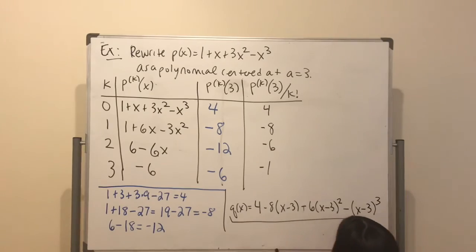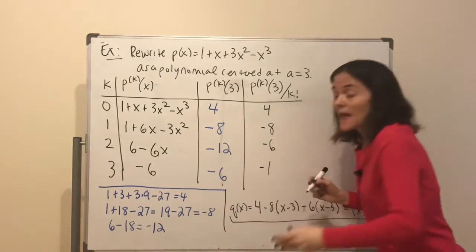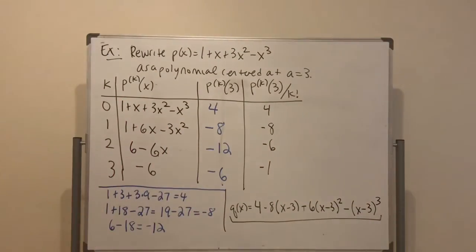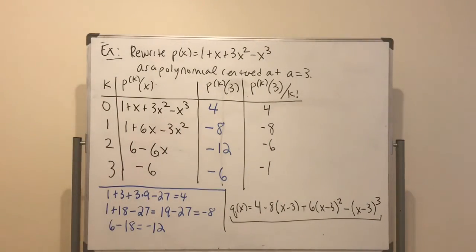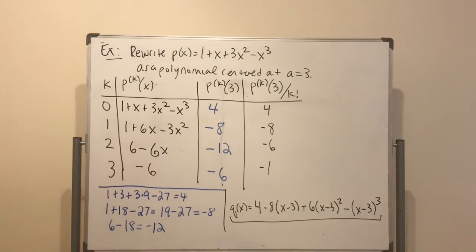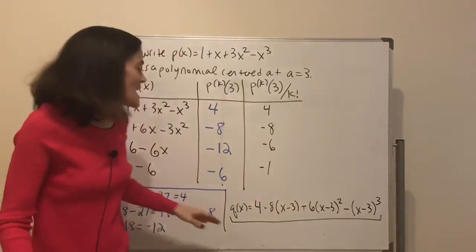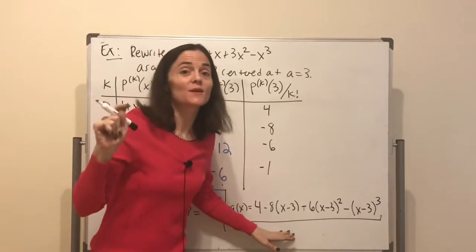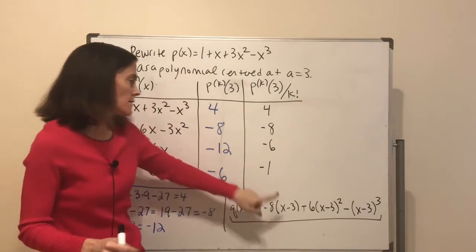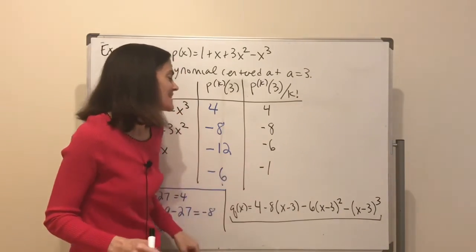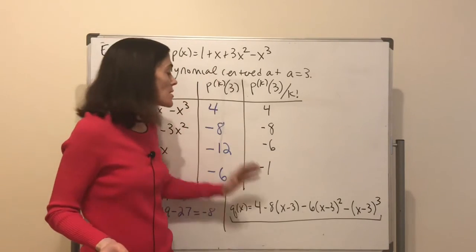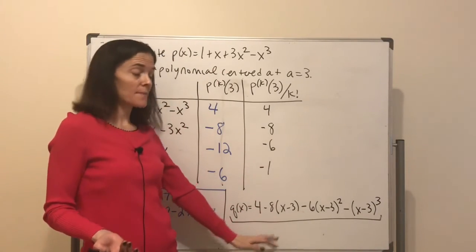Okay, this is my polynomial, and as long as I haven't made a mistake, well, let's check my notes while I'm at it. I have 4, minus 8, minus 6, minus 1. Okay, well, it matches my notes. So this polynomial is literally equal to this one, except it's centered. We've changed the center. We've rewritten this polynomial as a polynomial centered at 3.